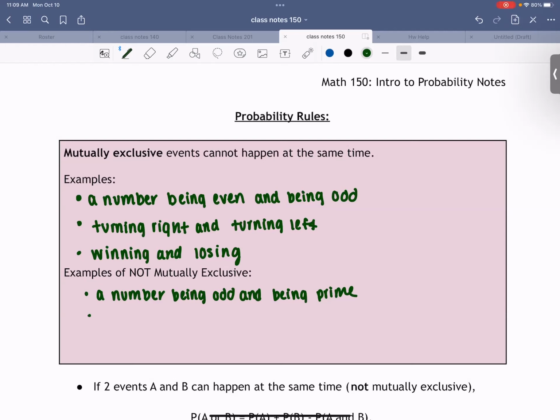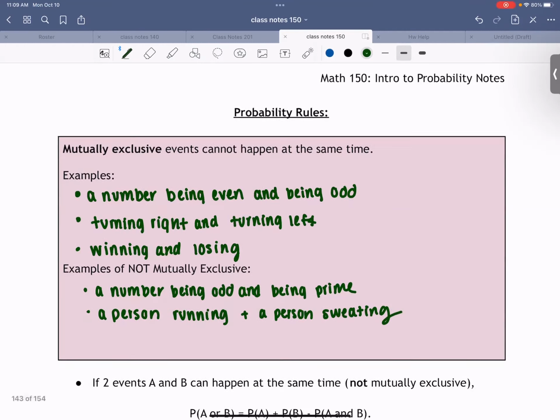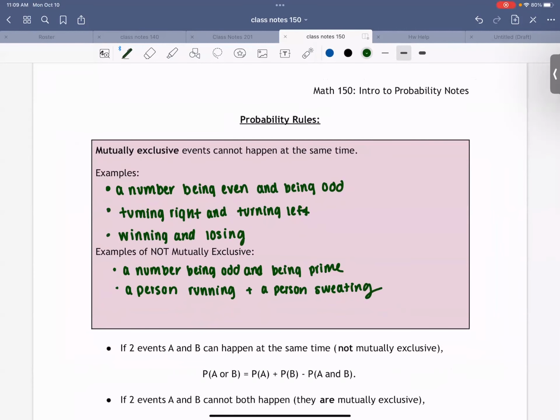Let me just do one more. How about a person running and a person sweating, right? Okay, so mutually exclusive versus not mutually exclusive. Is everyone pretty good with the idea of mutually exclusive or not? Okay. Now this idea becomes really important when we're talking about the probability of multiple things at once.